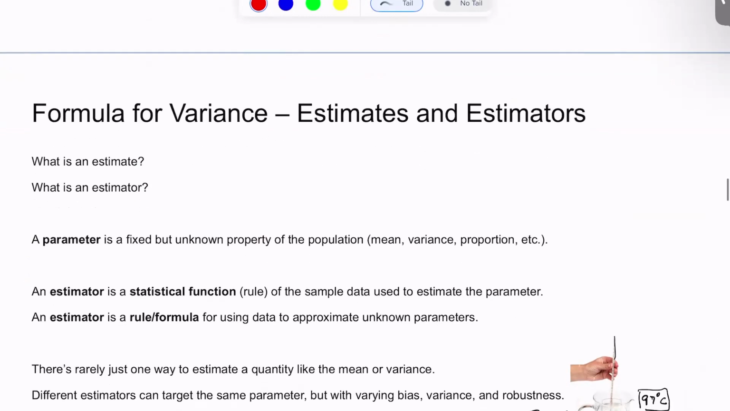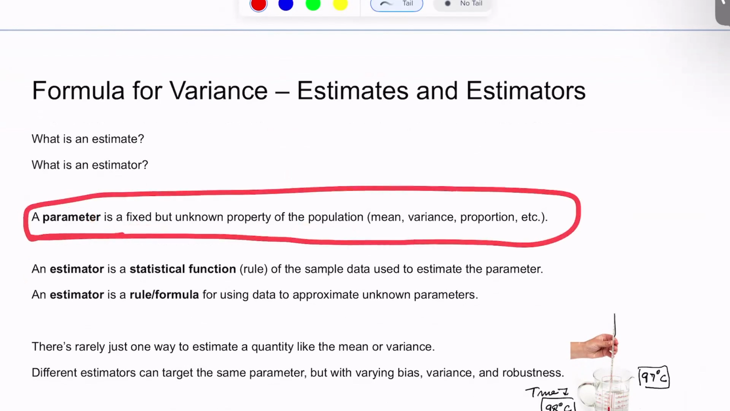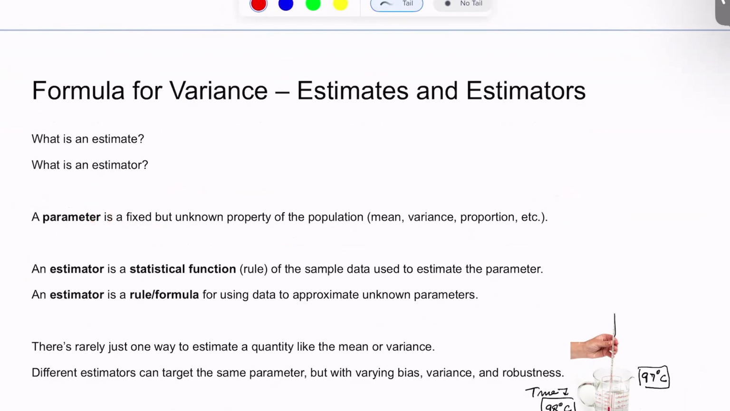an estimator. Here, a parameter is a fixed but unknown property of the population. It's actually the true value, or the truth behind the population, like the mean, variance, or whatever information that is there. The parameter is always going to be fixed, but it is unknown because many times, most of the times, we are not able to get all the population data.